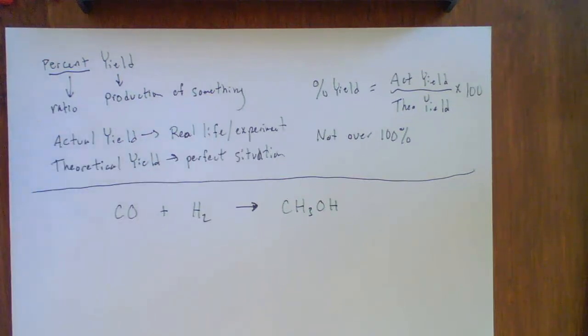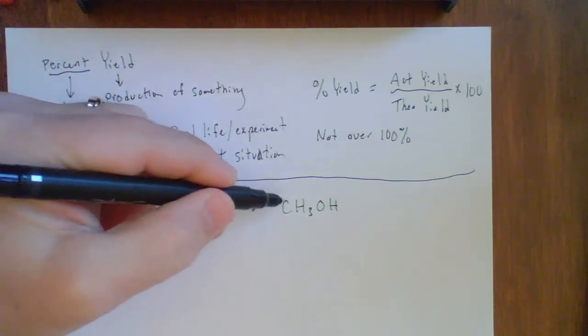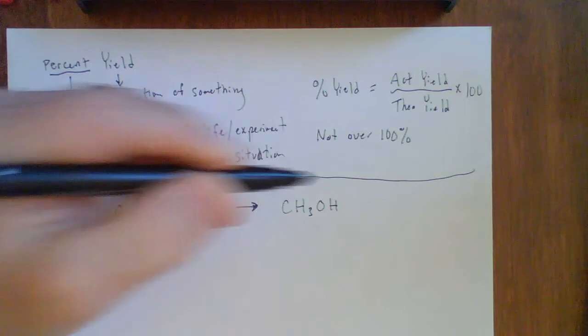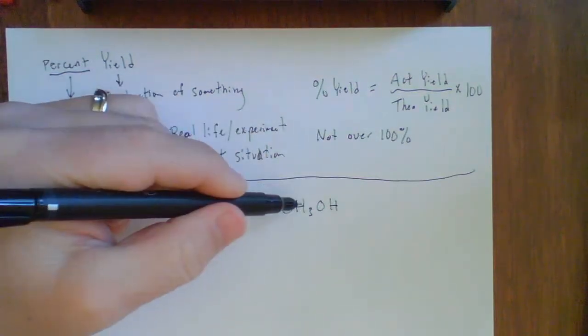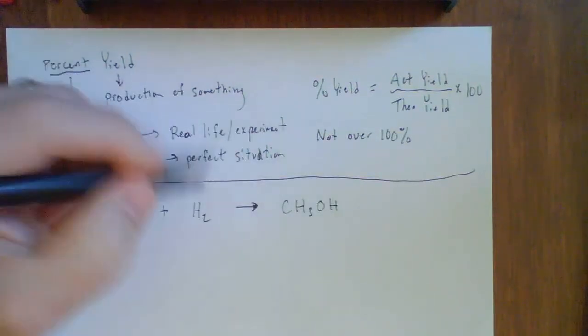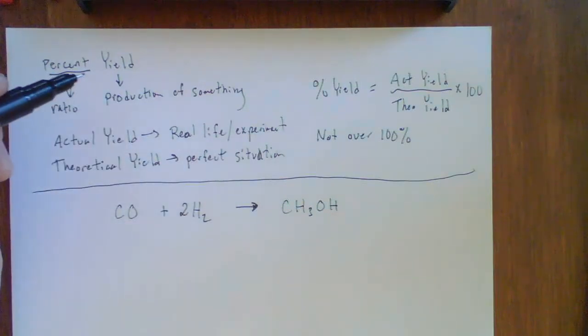We first need to balance this, so let's double check to make sure that this is balanced. I see I've got one carbon. I've got one oxygen. I've got 1, 2, 3, 4 hydrogens, so I need a 2 there, so I have my 4 hydrogen. So there's my balanced chemical equation.